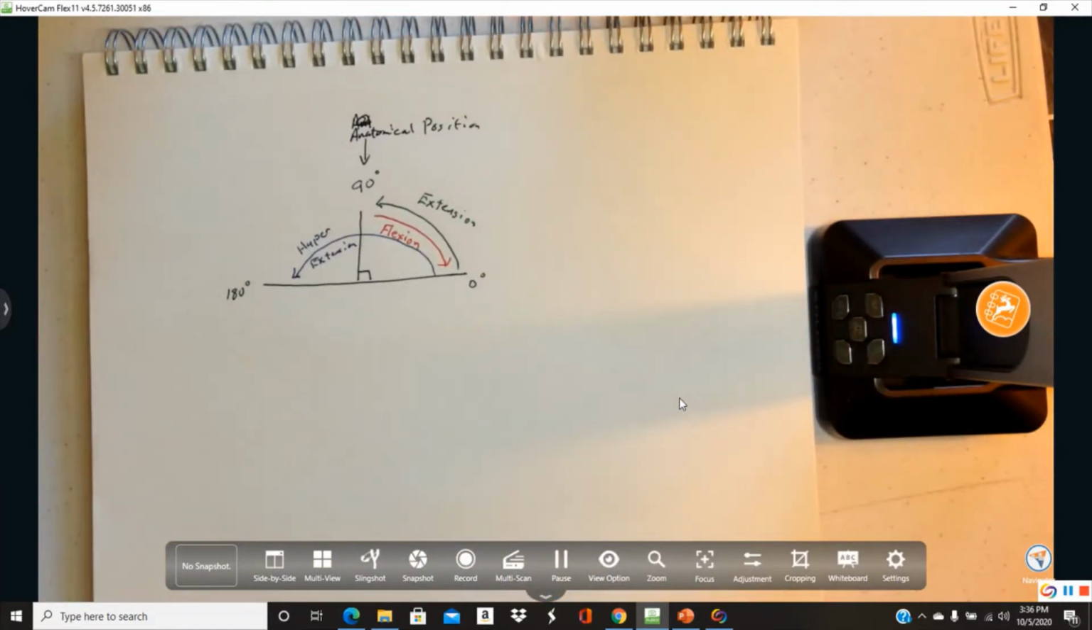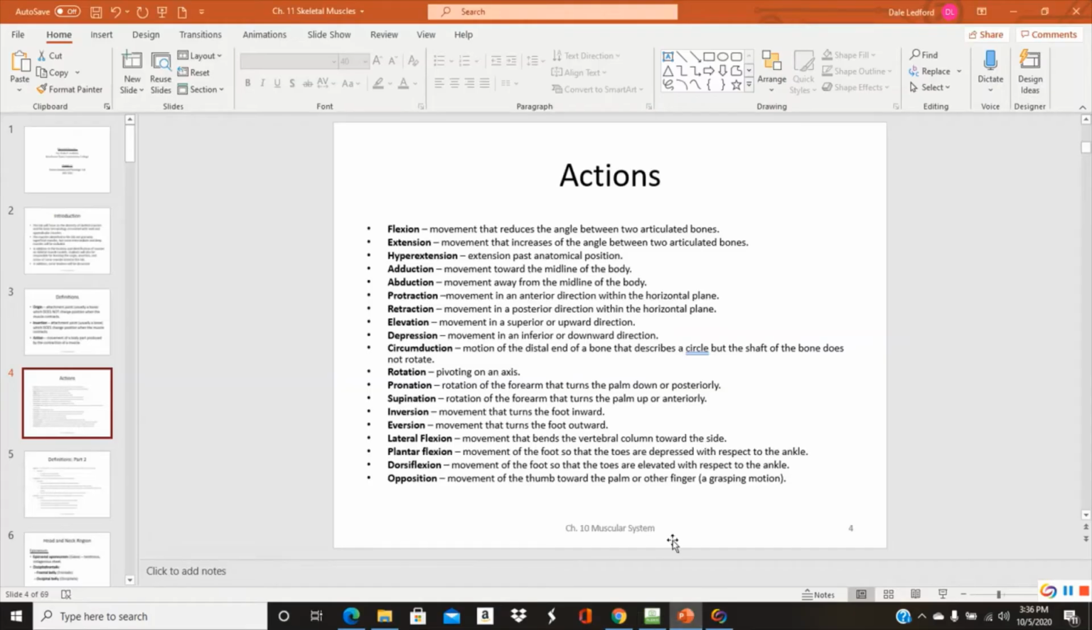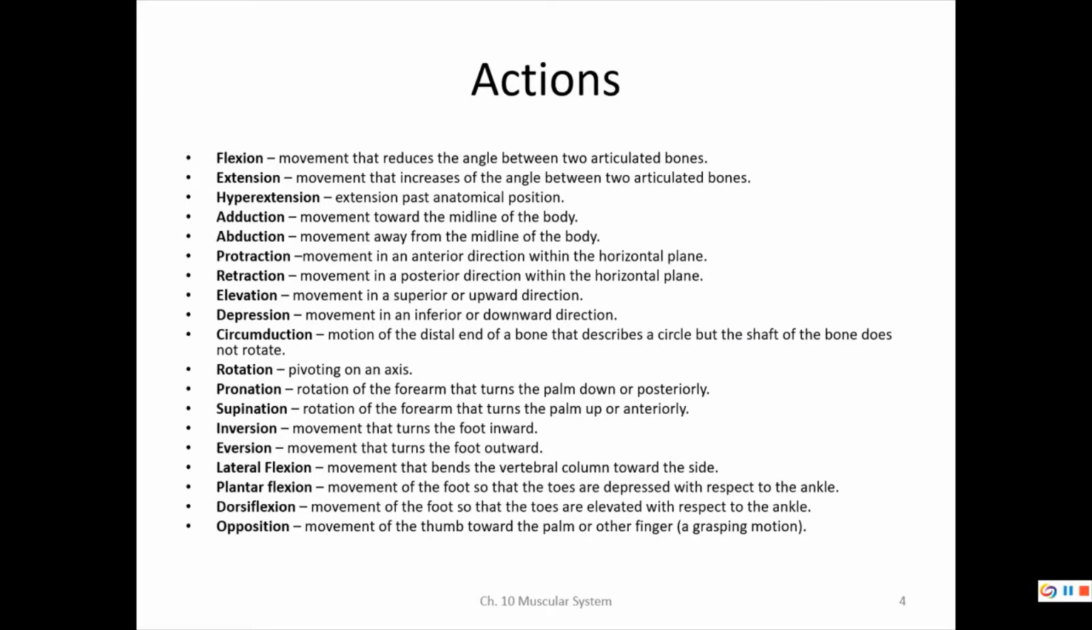So if you take your chin and tuck it to your chest, you are flexing it. If you take your head and raise it to anatomical position, you're extending it. If you tilt your head back to look up at the ceiling, you are hyperextending it. So flexion, extension, hyperextension. These all go together very well because these are types of angular movements where flexion is movement that reduces the angle between two articulated bones, extension is movement that increases the angle between two articulated bones, and hyperextension is extension way past an anatomical position.